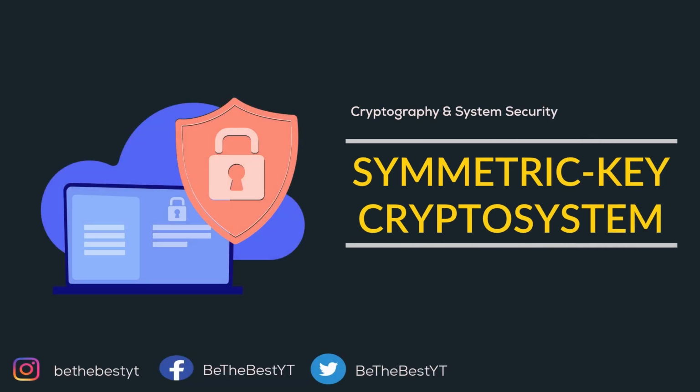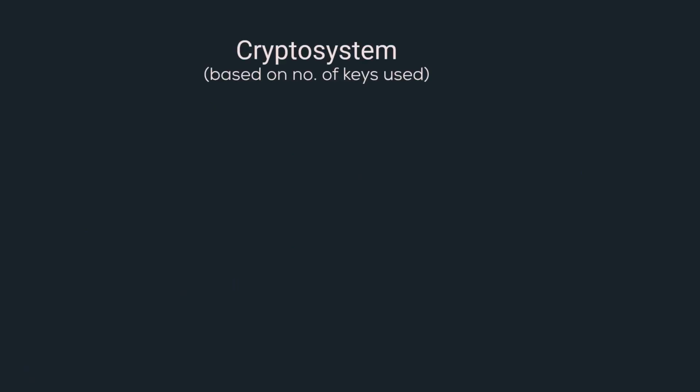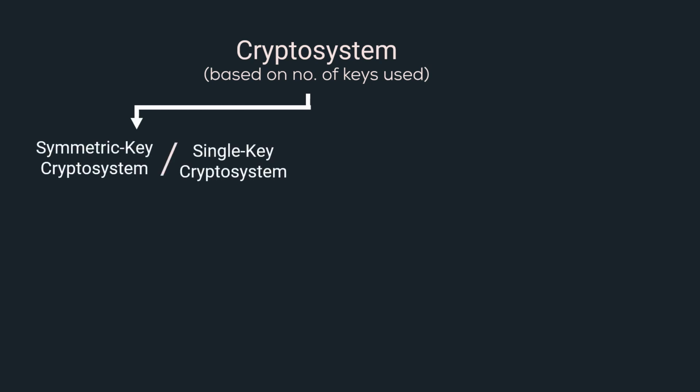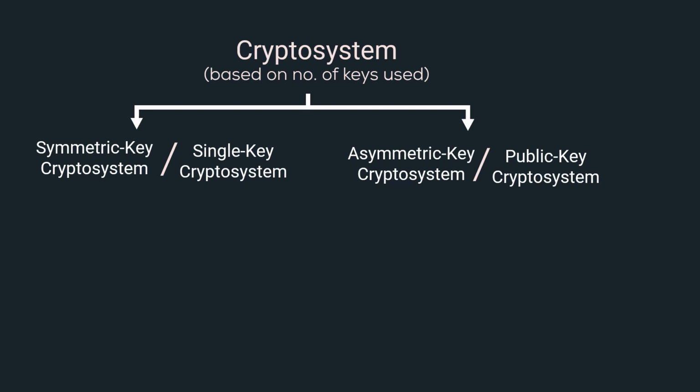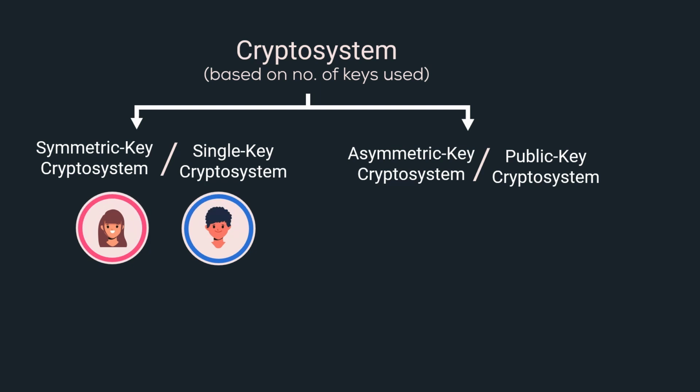The topic of the video is Symmetric-key Cryptosystem. So let's get started. When we categorize a cryptosystem based on the number of keys used, we have two categories. The first is Symmetric-key Cryptosystem or Single-key Cryptosystem, and the second is Asymmetric-key Cryptosystem, also known as Public-key Cryptosystem. So in Symmetric-key Cryptosystem, both Alice and Bob use a single shared secret key. As the name suggests, it only uses a single key for both encryption and decryption.